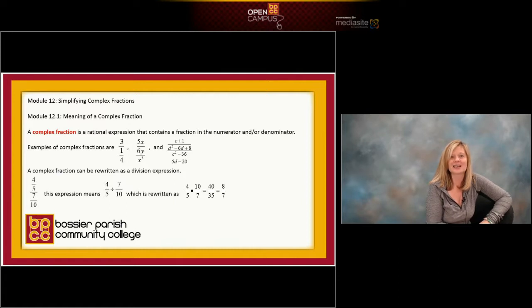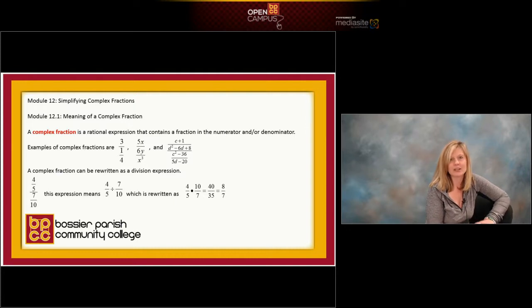The definition says a complex fraction is a rational expression that contains a fraction in the numerator and/or the denominator. So this will be like a fraction embedded inside a fraction. You will not just see one fraction bar, you may see 2 or 3. So if you look here at my examples, 3 divided by 1/4 is a complex fraction. 5x over 6y divided by x cubed is a complex fraction. c plus 1 over d squared minus 6d plus 8 over c squared minus 36 over 5d minus 20. Yes, that's ugly looking. That's a complex fraction.